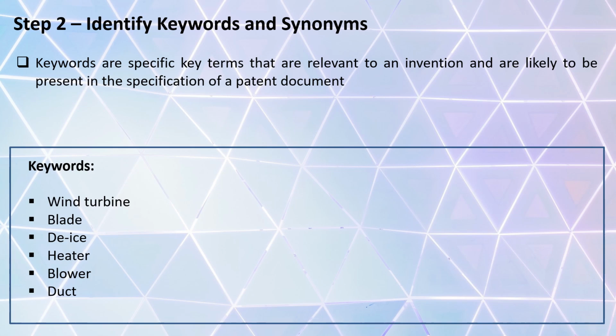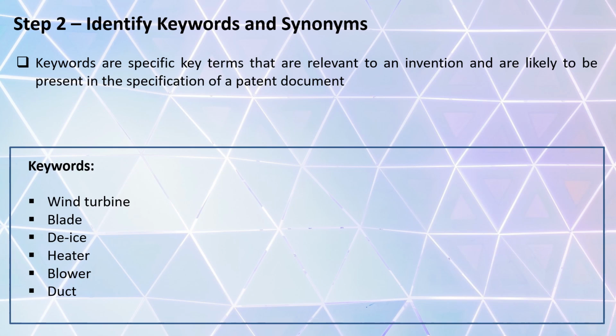Then de-icing or de-ice is also very important because eventually we are talking about removing the ice. Then the three components of the entire system, which is the heater, the blower and duct. So these 6 are the main keywords of this entire invention. Apart from that, obviously there will be many other details included in the patent application or the invention, but they are not as crucial as these 6 words.